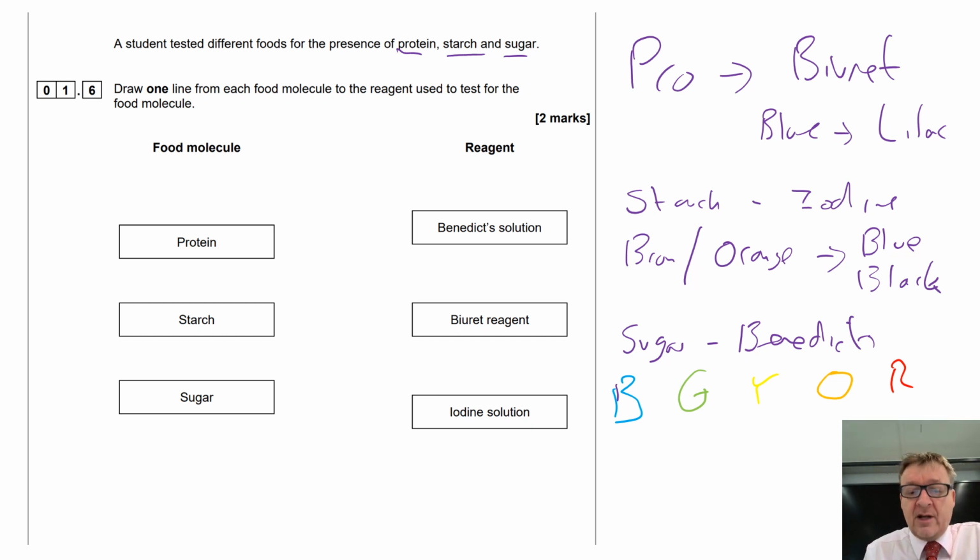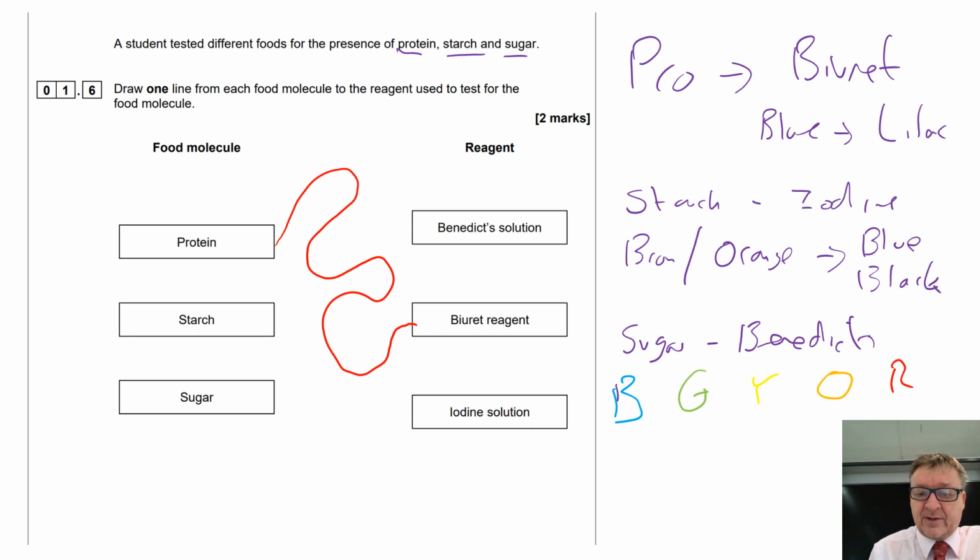Draw one line from each food molecule to the reagent used to test for the food molecule. I'm going to do this in red. Now what I'm going to do is do it right, but I'm going to do it wrong. You'll understand why, so just don't do this. Protein, I know from over here it's the Biuret, and we're going to go, whee, yep, that's correct. Starch, I'll do it with a different colour. I'm going to go all the way up there, around there, don't overlap at all. Iodine. And sugar.